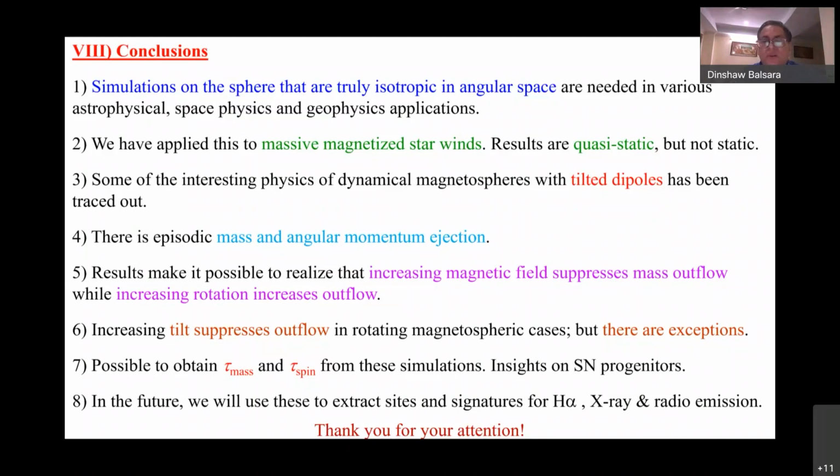And in the future, when we have more detailed simulations, we'll probably be able to simulate the H-alpha and X-ray and radio signatures from these stars.